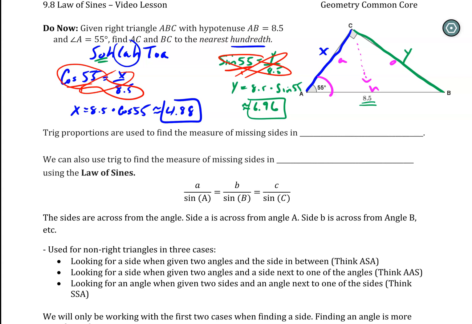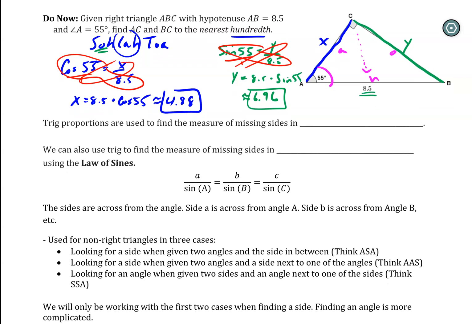So trig proportions are used to find measures of missing sides in right triangles, as we've discussed. But we could also use trig to find the missing sides of non-right triangles. Now we can't use SOHCAHTOA because, as we discussed, it has to be a right triangle. But we do have other rules, and this one is the law of sines. So you have here 3 ratios, all equal to each other. We're never going to use 3 at the same time. You're only going to use 2 of them.